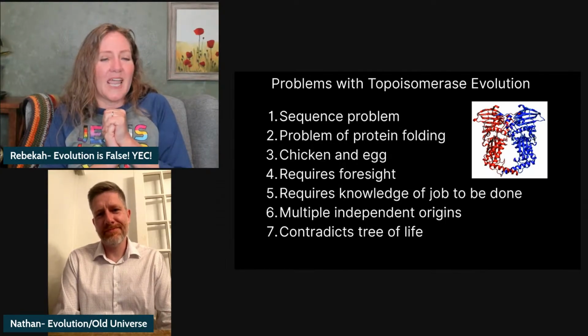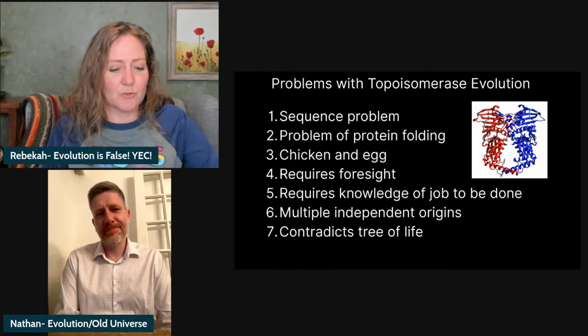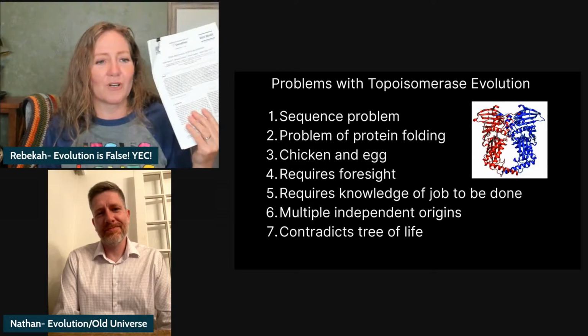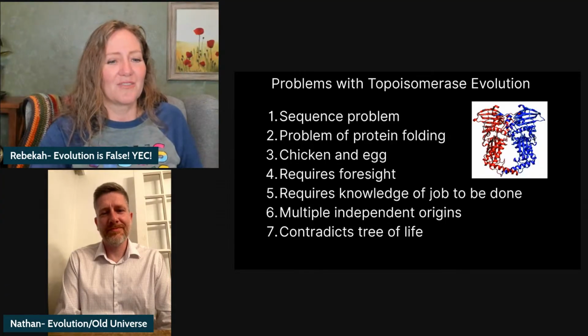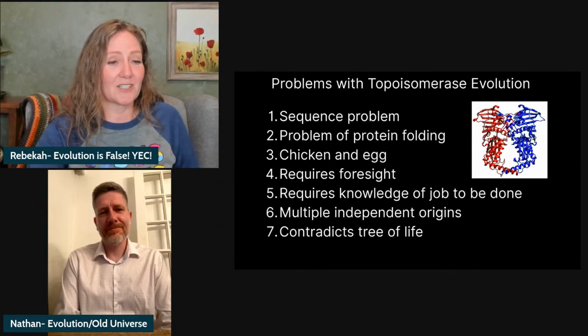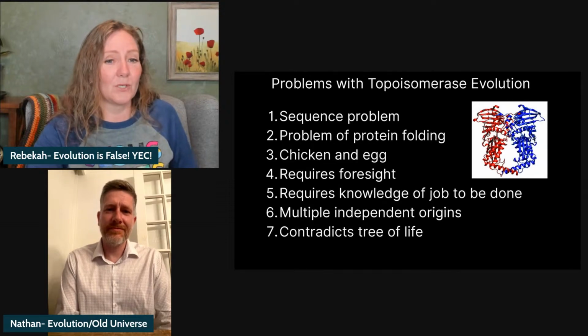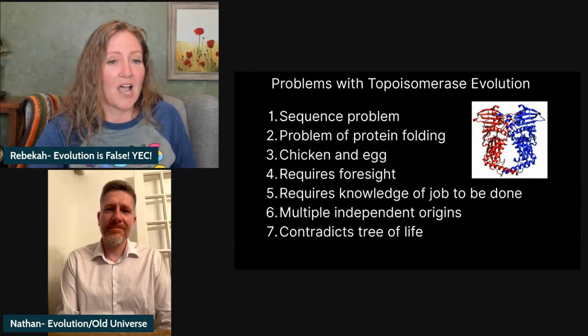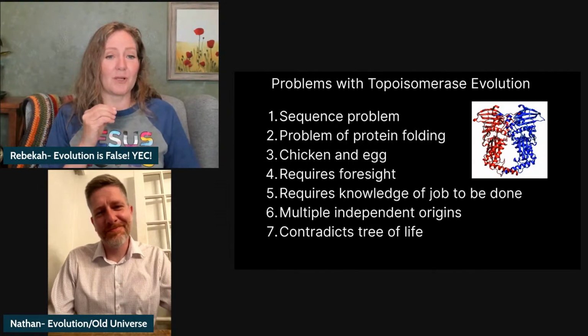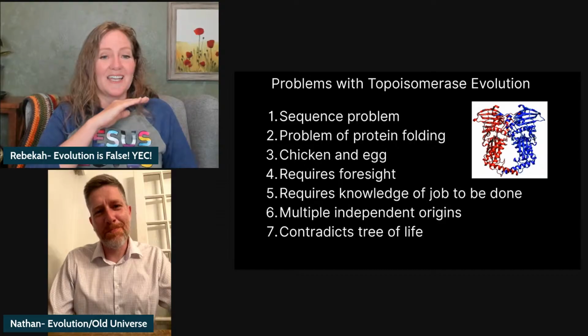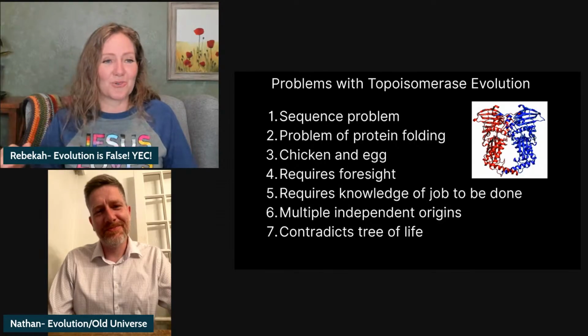Number 6: I was reading a paper on the origin and evolution of topoisomerase. The problem is that the different types of topoisomerase are so structurally and sequentially different that they had to have multiple independent origins. And possibly the problem with that is that it contradicts the tree of life.